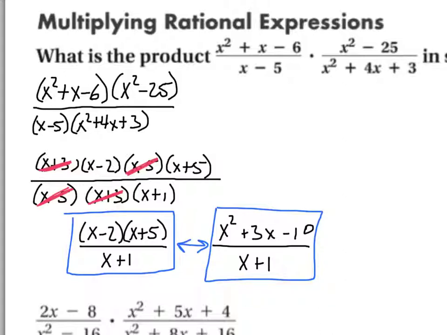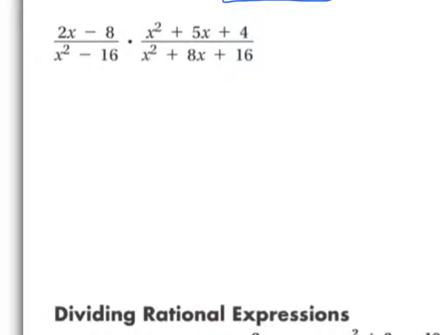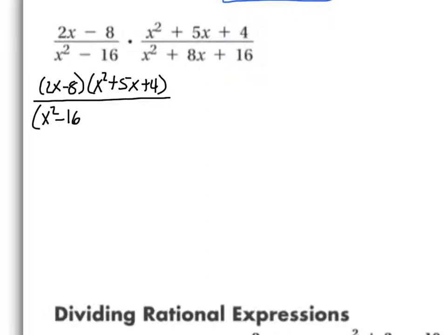Okay, so there we go. Any questions on how to get to here? No? Let's try another one. All right, the one right below. So again, first thing we want to do is we want to rewrite this as one big fraction. So I have 2x minus 8 times x squared plus 5x plus 4 over x squared minus 16 times x squared plus 8x plus 16.